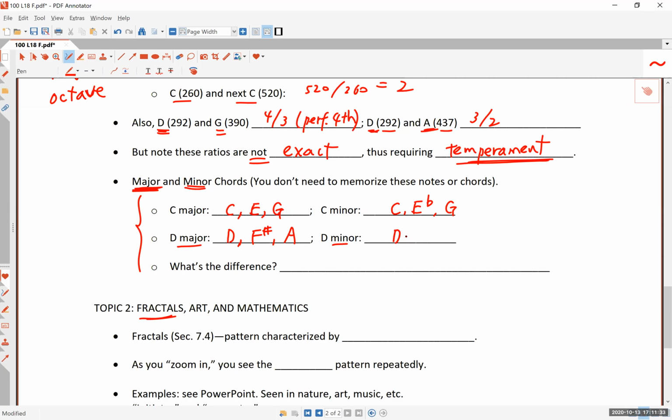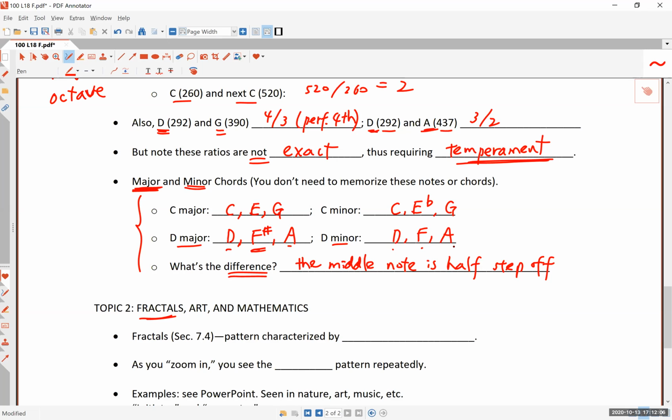D minor, what's the difference? The only difference is what used to be a sharp is now natural. And so let me go ahead and write the difference. The difference between the major chord and the minor chord is that out of the three notes you played, only the middle one changes, and not by much. Okay, the middle note is half a step lower. That's it. Okay, so notice here, D, F sharp, A just becomes D, F, and A.